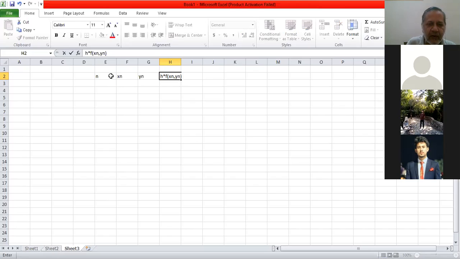H times f at xn, yn. That will be then used to find yn plus 1 predicted, calculated using yn plus h times y prime at xn, yn. कॉलम बड़ा हो गया. I want to describe the complete step.